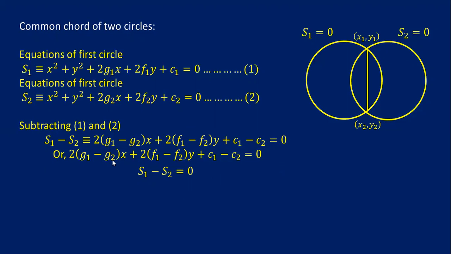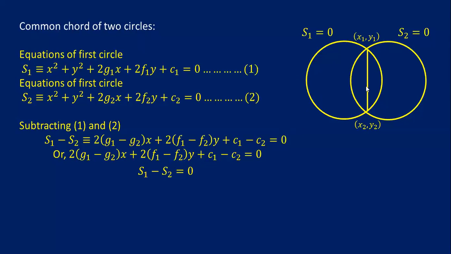If you take 2(g1 minus g2) as a, that means ax; 2(f1 minus f2) as b, that means by; and c1 minus c2 as c, then ax plus by plus c equals 0. That is the equation of a straight line. Then we can say that the common chord of any two circles is a straight line.